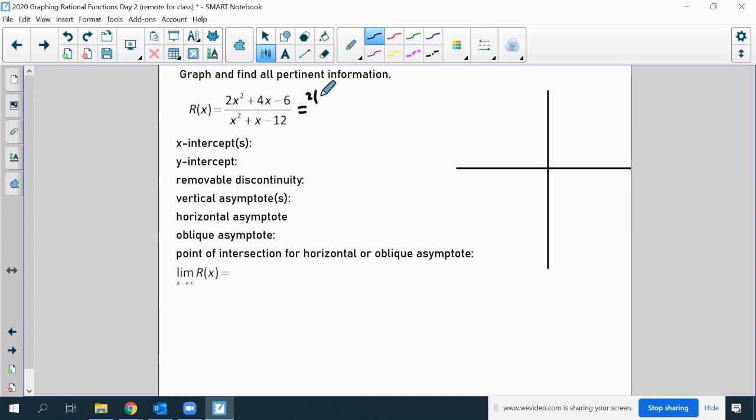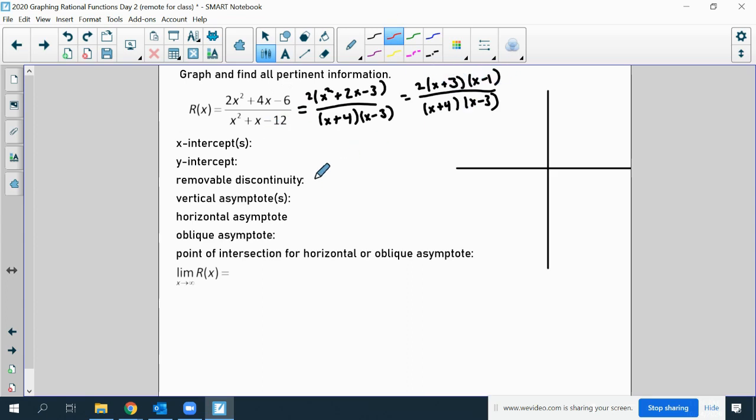So I'll factor out the numerator, the 2. So I have x squared plus 2x minus 3. Then I'll factor the denominator to x plus 4 times x minus 3. Then I'll further factor the numerator to be x plus 3, x minus 1. So I have enough information to start getting a lot of things.